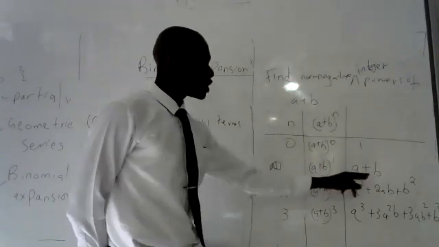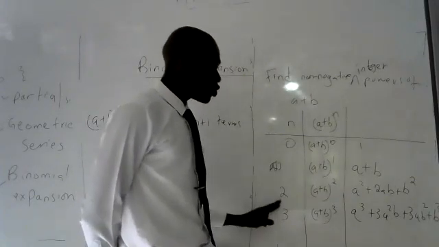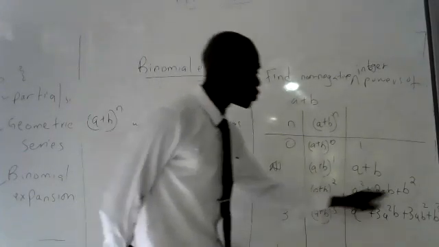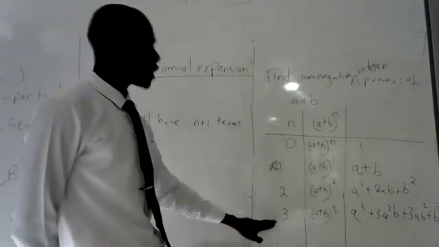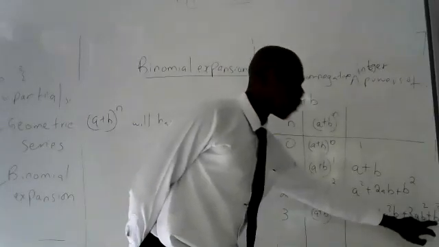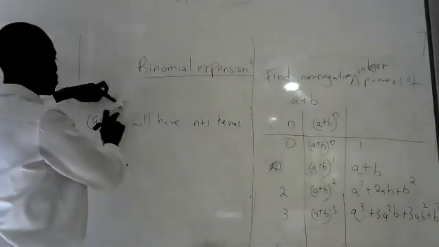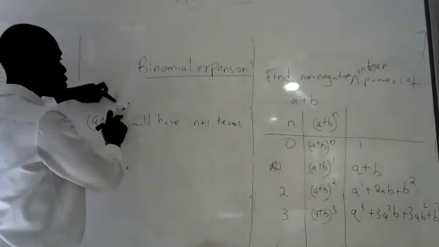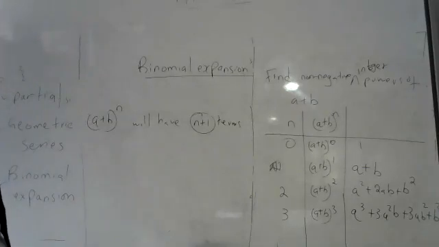Because at 0, we're getting 1, which is 0 plus 1. At 1, we're getting 2 terms, which is 1 plus 1. At 2, we're getting 3 terms, 1, 2, 3, and 3 is 2 plus 1. At 3, we're getting 4 terms, 1, 2, 3, 4, and 4 is 3 plus 1. So in general, when you have (a + b) to the n, you're expecting n plus 1 terms.